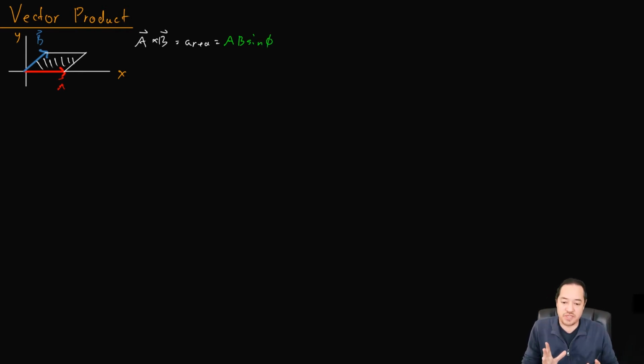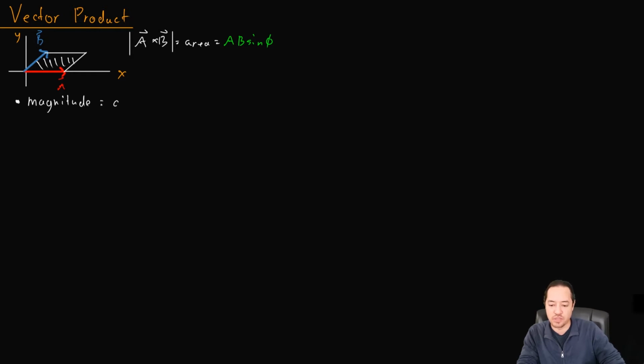Now the problem here is that AB sine phi is not a vector, right? There's no direction there. There's only a magnitude. That means this is a scalar. And so we're actually calculating the magnitude of A cross B. We haven't actually calculated A cross B yet. We're missing the direction component. So how can I represent A cross B as a vector? Well, a vector is going to have two properties, a direction and a magnitude, right? I think magnitude here is pretty easy. We can just say that the magnitude of A cross B is going to be equal to the area of the parallelogram.